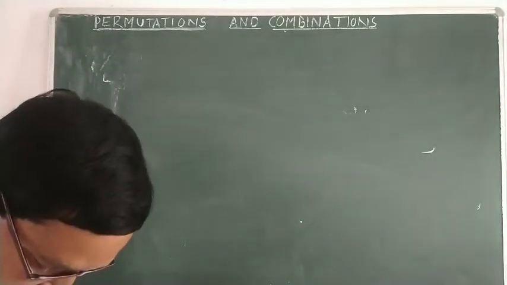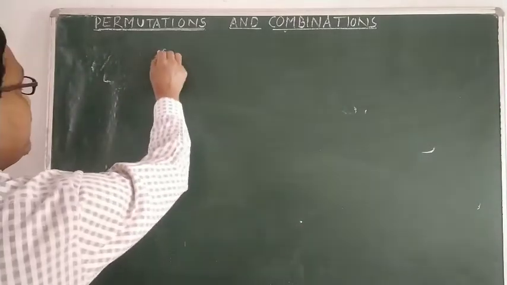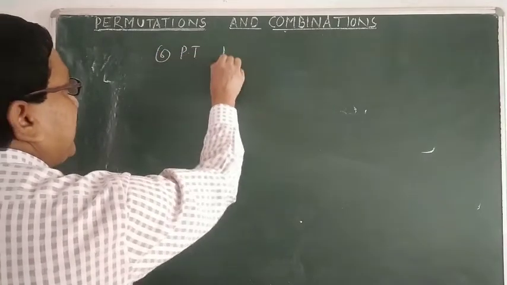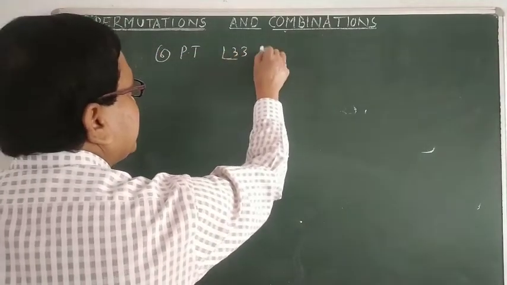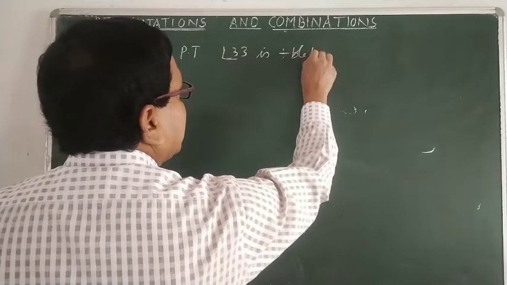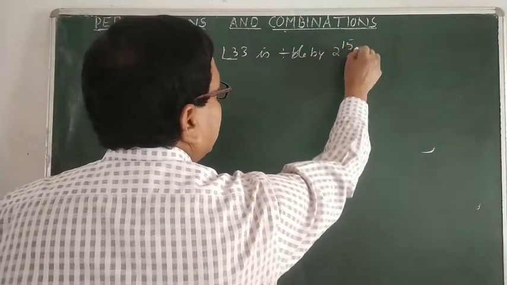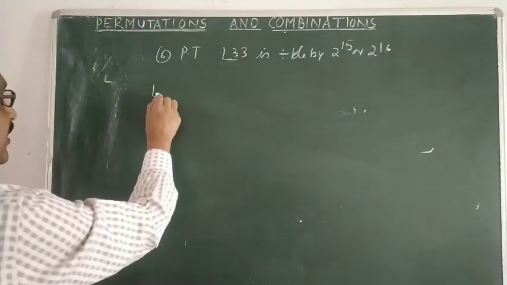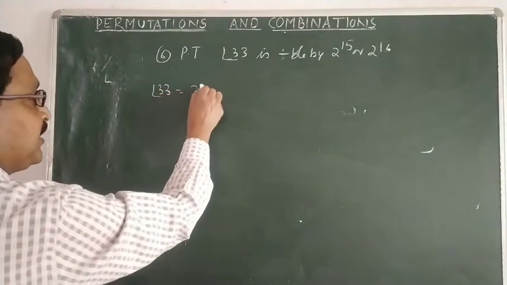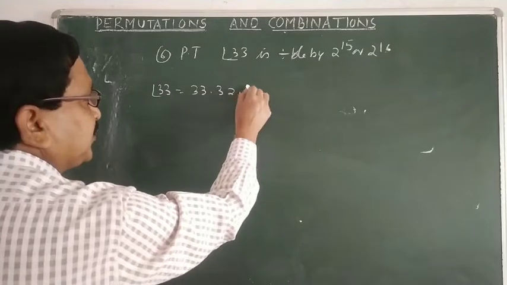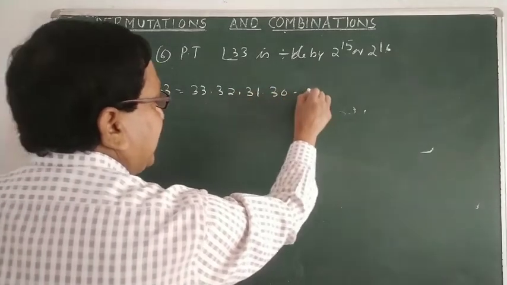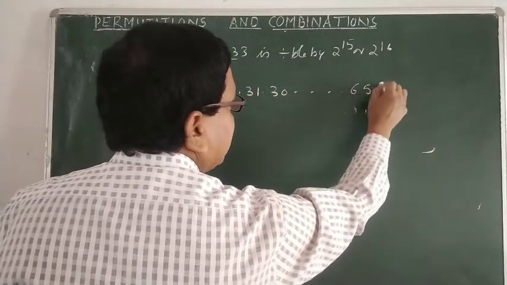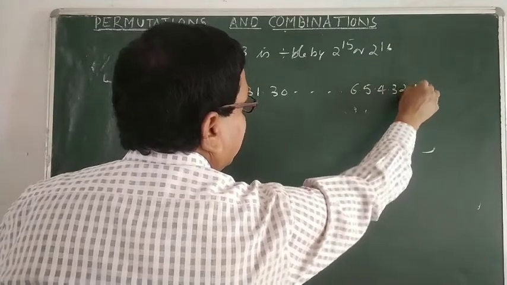Similarly, we can take number 6. Prove that factorial 33 is divisible by 2 to the power 15 or 2 to the power 16. So let us see factorial 33. This is 33 into 32 into 31, 30, and so on, 6, 5, 4, 3, 2, 1.